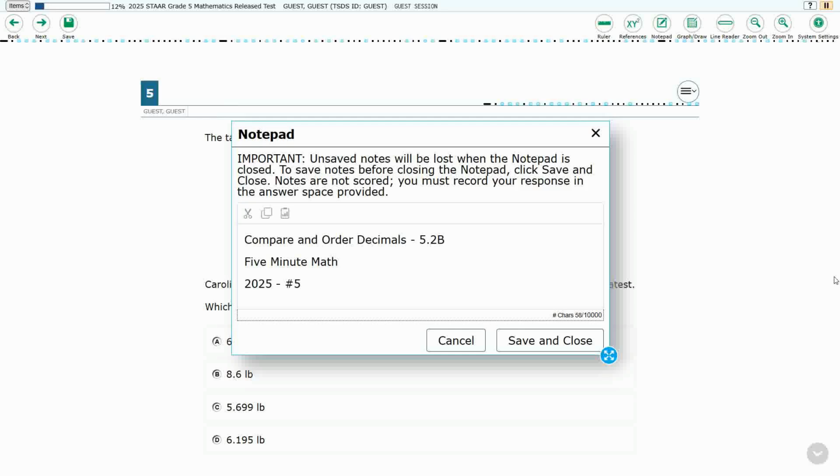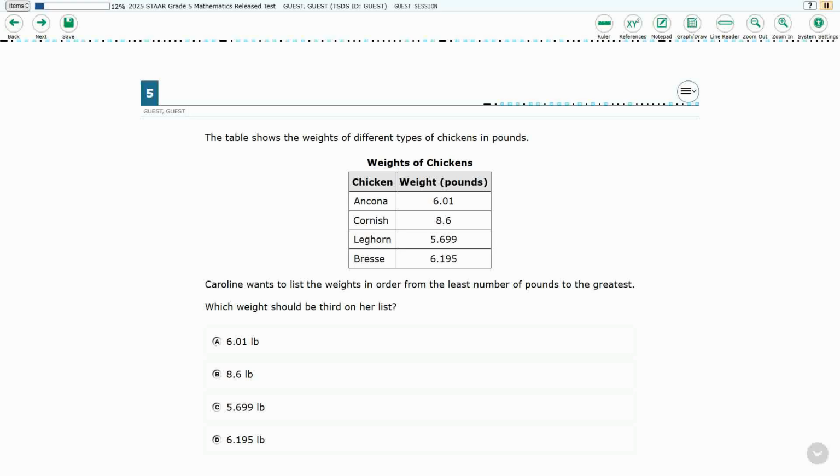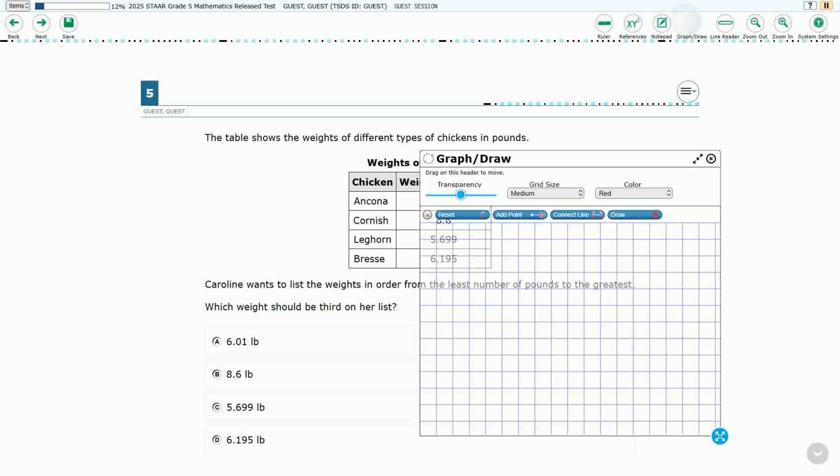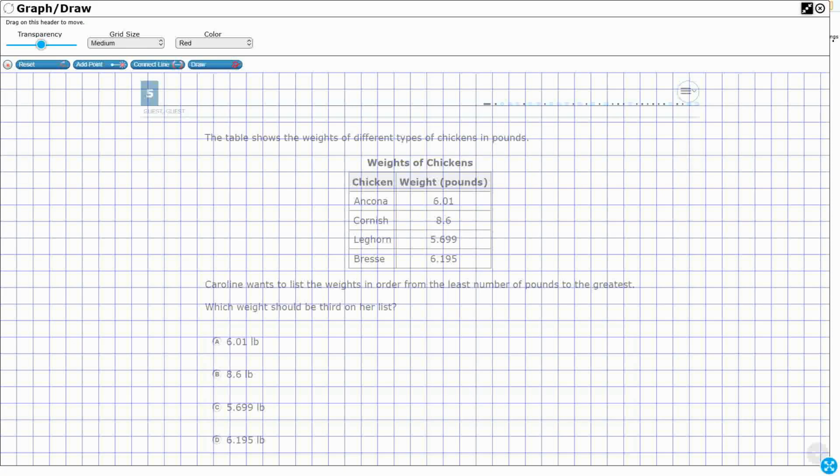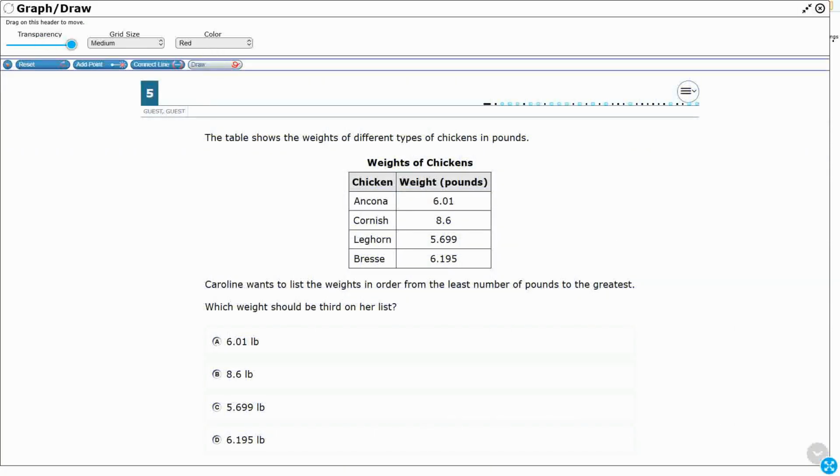Today we are looking at the fifth grade concept of comparing and ordering decimals. This is standard 5.2b in the great state of Texas, and we are using item number 5 of the 2025 release STAAR test. If you haven't done so already, please go ahead and take a moment to pause the video, work this problem out on your own, unpause it, and we will look at our answers together.